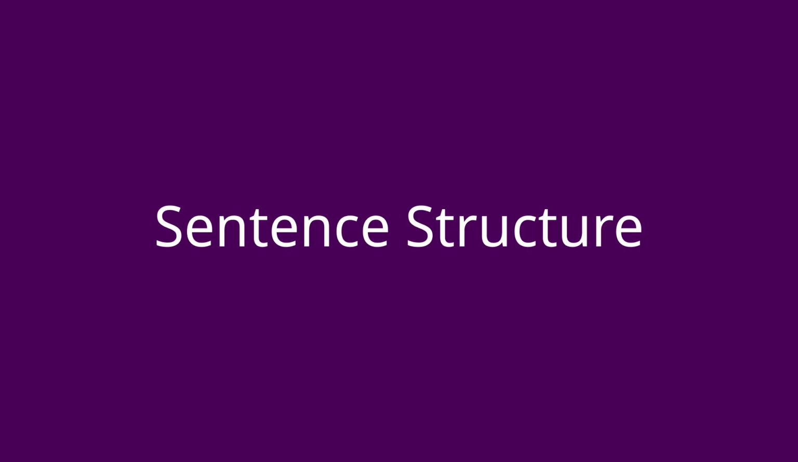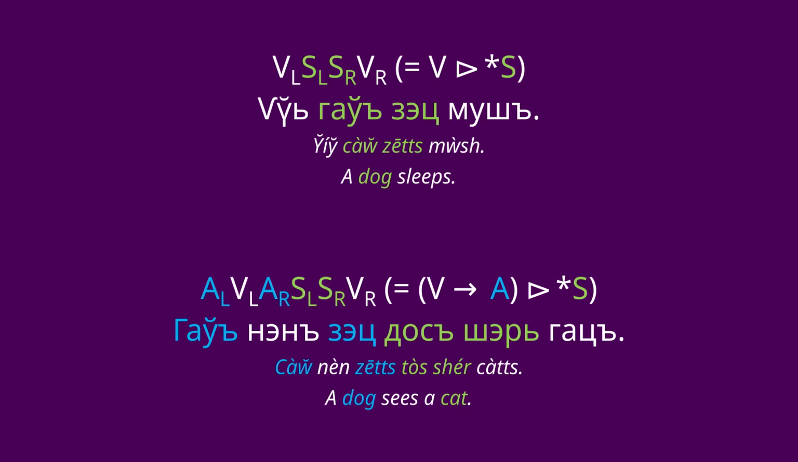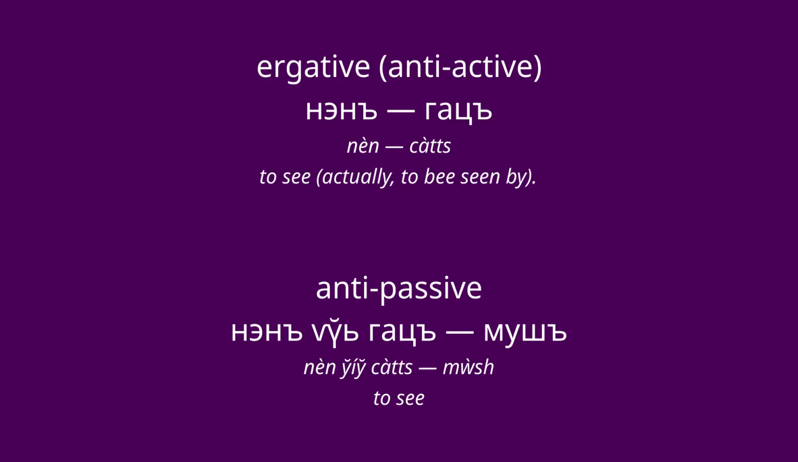Now we can look at the sentence structure. Does it follow any of the natural word orders? No. In fact, it's AL, VL, AR, SL, SR, VR, and the language is syntactically ergative. The verb viumur, that means to sleep, also has a grammatical role. It can turn transitive verbs from ergative voice to antipassive.